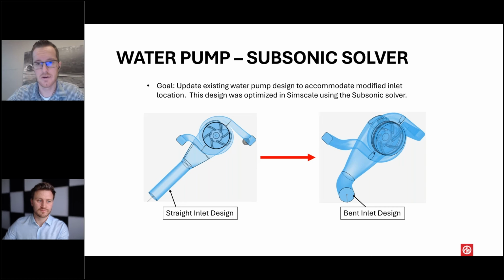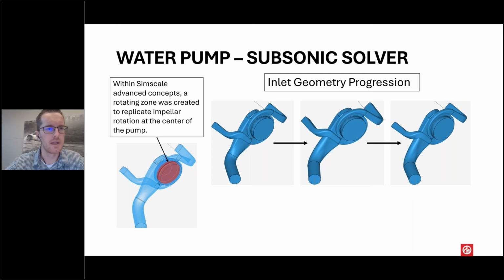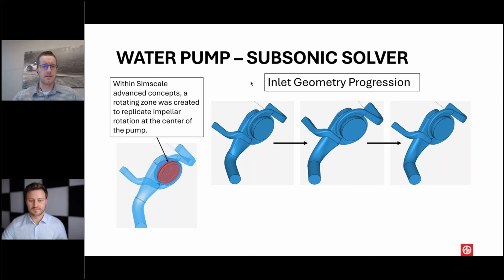We used the subsonic solver within SimScale to complete this, and we'll show here in a minute within SimScale how it was set up. But within the SimScale advanced concepts, a rotating zone was created to replicate the impeller. That's the red section there, that red disc that you see in that left side image. In addition, you can see a bit of the geometry progression here as we updated the design and used the simulation to drive some of these changes to the geometry through the area on the inlet there through that bend.